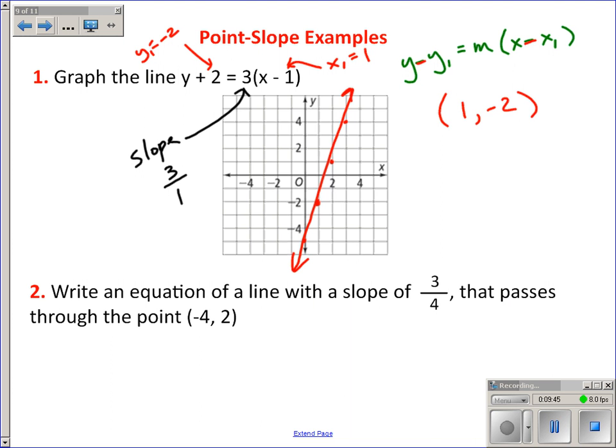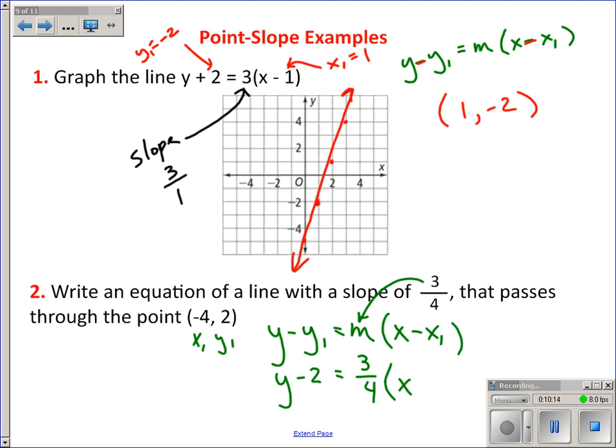Okay, number 2, write an equation of a line with a slope of 3/4 that passes through the point negative 4, 2. Well, the equation is y minus y1 is equal to m parenthesis x minus x1, and my slope is 3/4, and the point is negative 4, 2. So I will plug this in as x1, and this as y1. So it becomes y minus 2 is equal to 3/4 parenthesis x minus a negative 4, or x plus 4. Notice that this negative made it into a positive, which is the same idea that we had to use up here. Okay, and although we may want to simplify this, if we're writing the equation in point slope form, then we're done. We can leave the equation in this form.